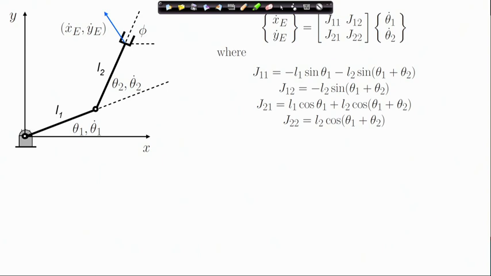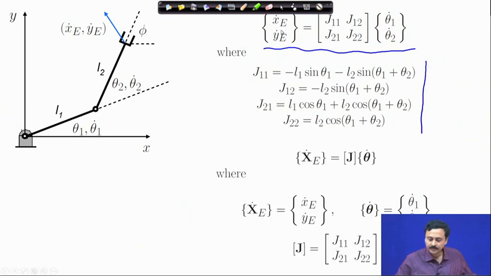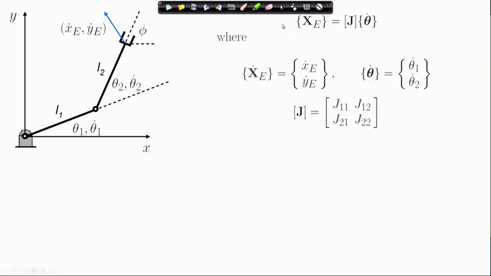Now, we go through the velocity analysis that we have already discussed. We know that the velocity vector at the output is related to the joint velocities at the input through this Jacobian relation, where the Jacobian elements are given here. This we wrote in a compact form as x_e vector dot is J times theta dot.